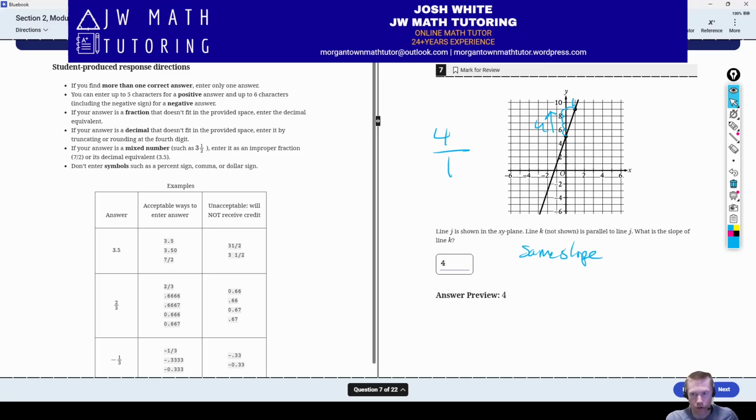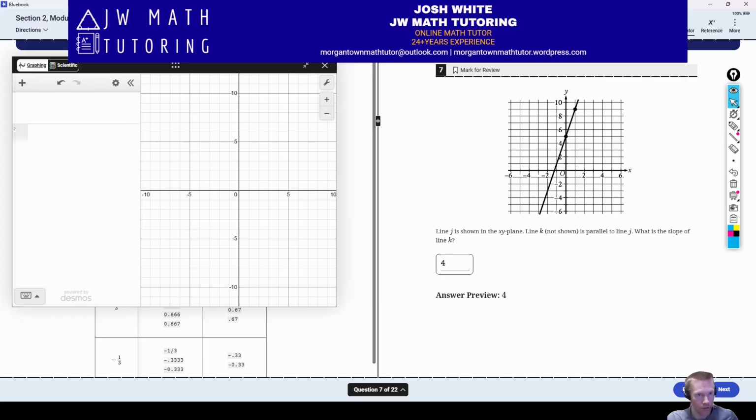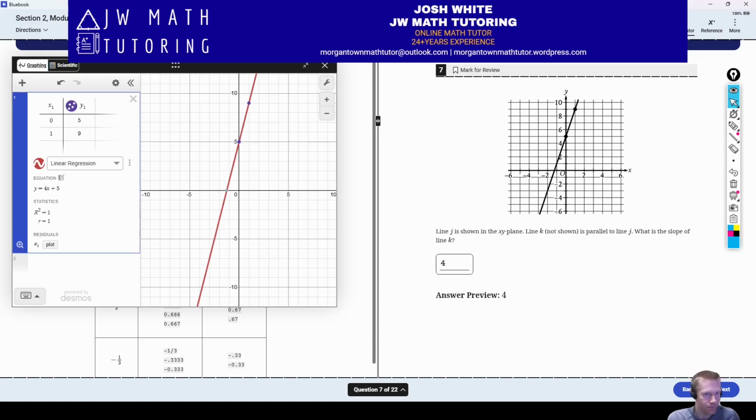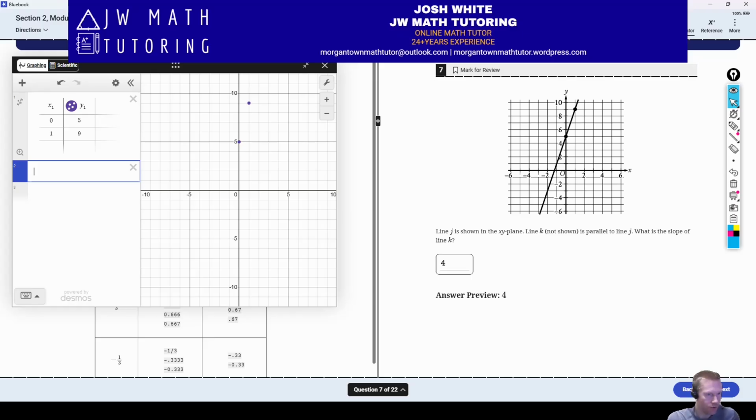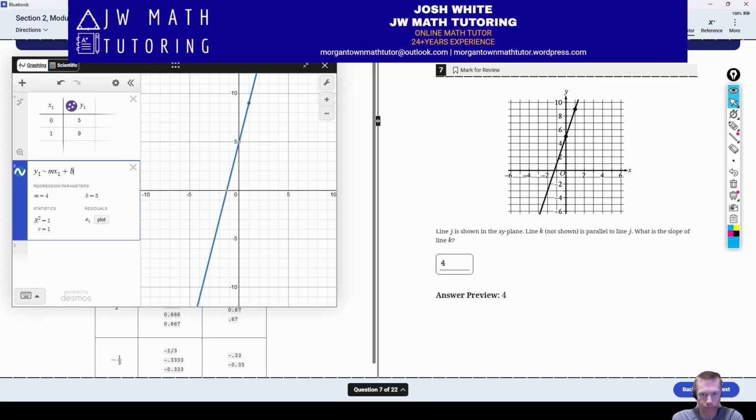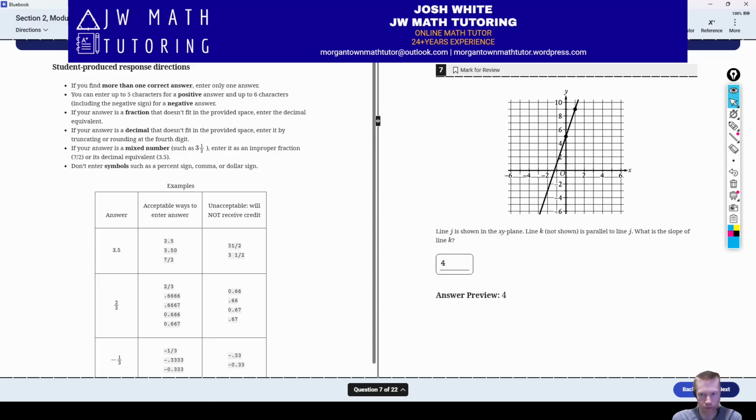But you could also, of course, go to Desmos. And again, you could make the table. You could type in the 2 points, 0, 5, and it looks like the other one is 1, 9. And then you could click linear regression, or I'll just show you how to type it out for practice. Notice right here we get y equals 4x plus 5. So the slope is 4. Alternately, you could do this, and notice here m is 4. That's going to be our answer because parallel lines have the same slope.